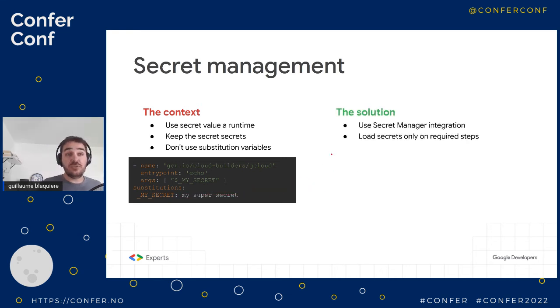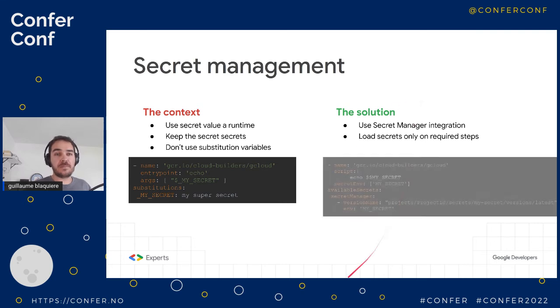So the solution is to use the Secret Manager integration. Secret Manager is a product on Google Cloud designed to store your secrets, as the name says very well. And you can load your secrets directly from the pipeline. Of course, your pipeline must have the permission to access your secrets, but if you have, you can load the secrets dynamically without any external or plain text definition in your pipeline.